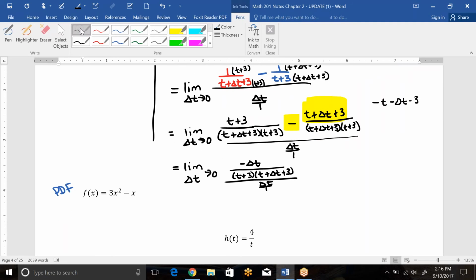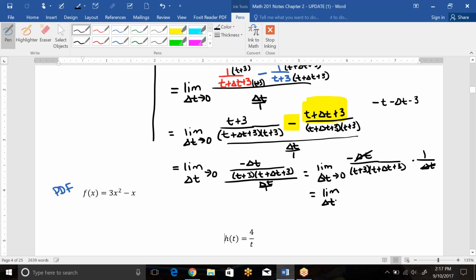Okay, so then once you get to this point, you can change this to multiplying by the reciprocal of the bottom fraction. So we have our top fraction, and yes, its denominator is still the binomial times the trinomial, times the reciprocal of the bottom, which now becomes 1 over delta t. So now the delta t's can cancel out, and we have the limit as delta t approaches 0 of negative 1 over t plus 3 times t plus delta t plus 3.